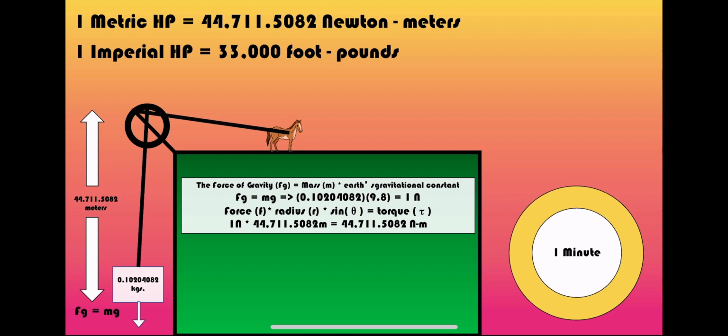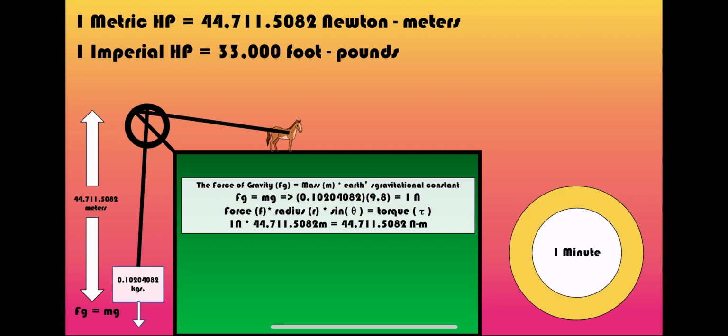Well, if that's true, then the horse theoretically should be able to lift 0.10204082 kilograms, or 1 newton of force, 44,711.5082 meters, since in both scenarios the horse is generating 44,711.5082 newton meters of torque.